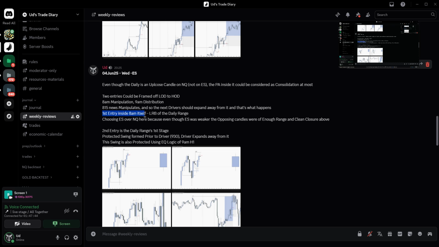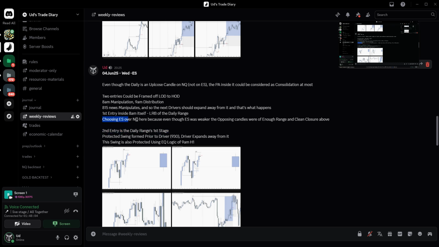The first entry was inside 8 a.m. itself, a low risk buy of the daily range. What is a low risk buy of the daily range? This is basically a one shot one kill setup, correct? This was the first entry. The second entry was the daily range's first stage, meaning the next continuation stage was the second entry.